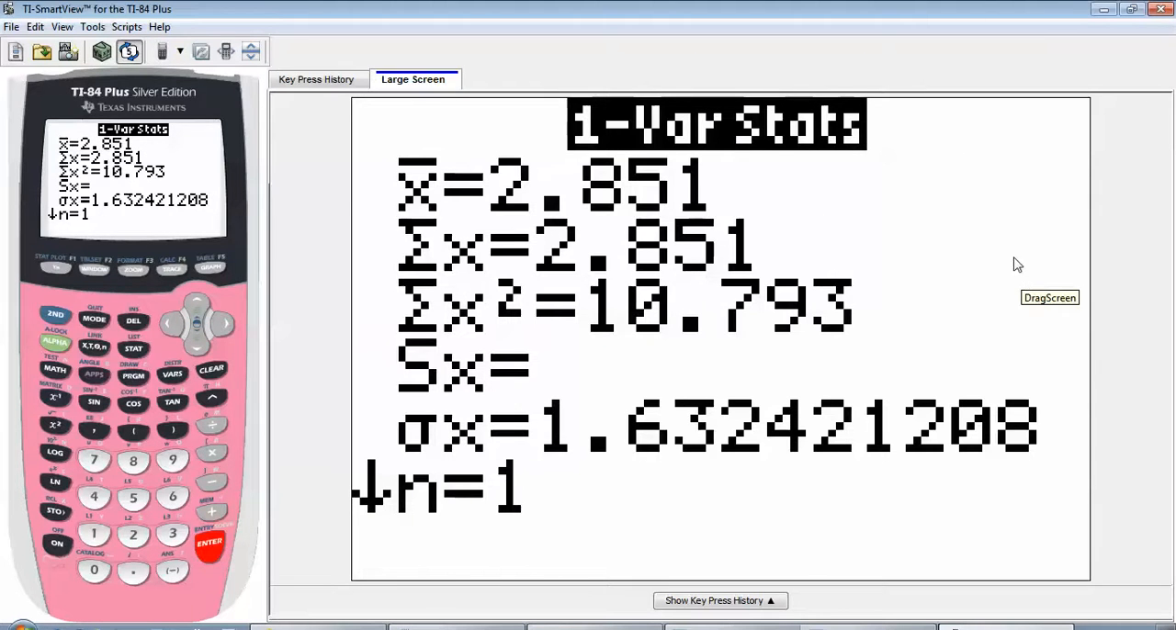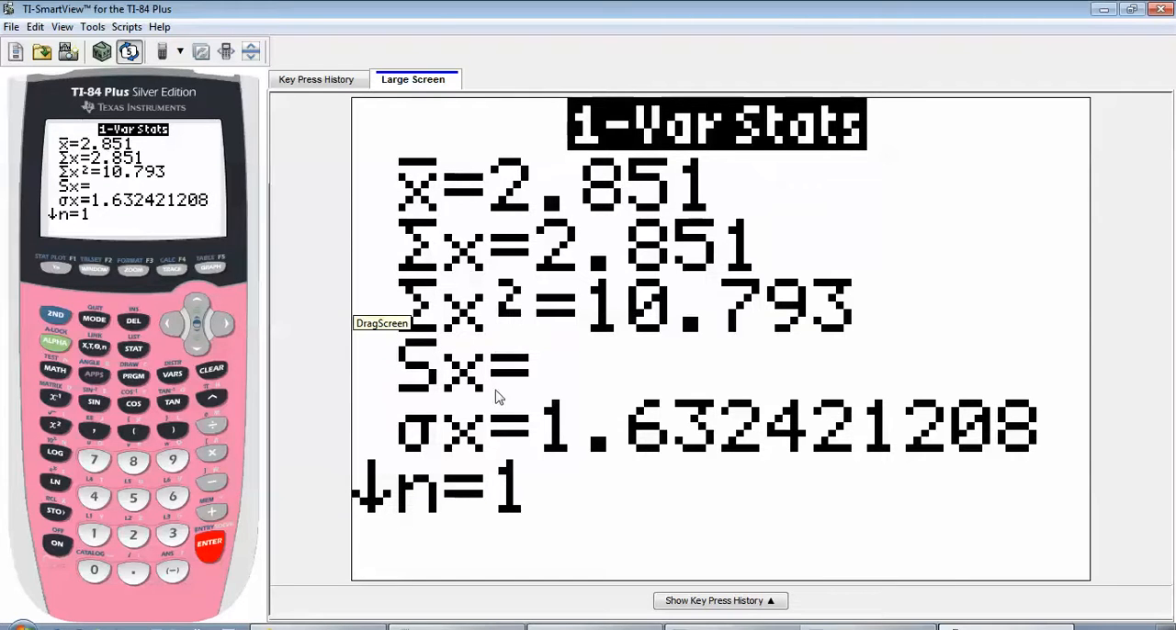Now, the symbols here are not great. Because it's a generic 1 Var Stats, they use it for a bunch of things. They have not a mu here, but they have an x bar. We know that it's mu. We know that it's going to be the mean of this entire probability distribution. But regardless, it is going to give you the mean, so 2.851 goals. So that's where I got that from.